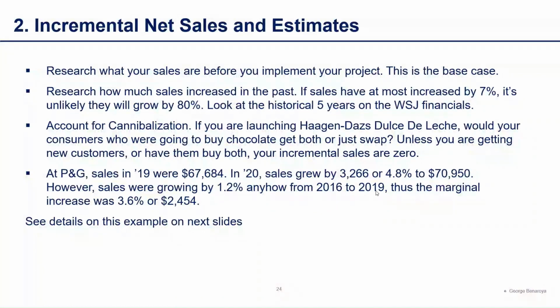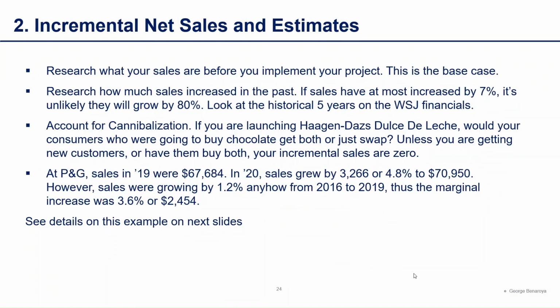As an example, at P&G, sales in 2019 were $67,684. By 2020, sales grew by $3,266, or 4% to $70,950. However, sales were growing by 1.2% anyhow from 2016 to 2019, thus the marginal increase was 3.6% or $2,454.